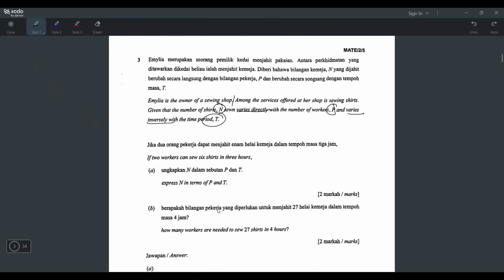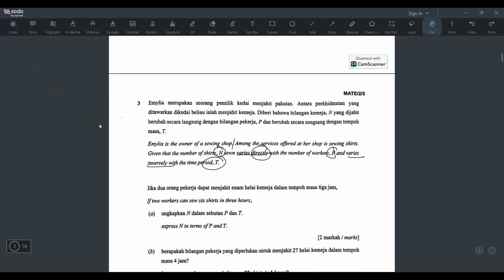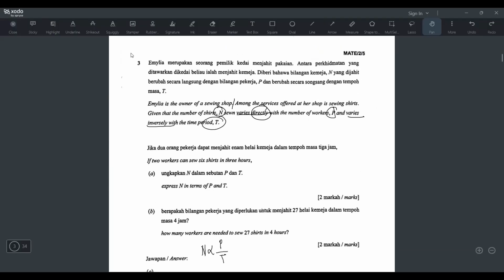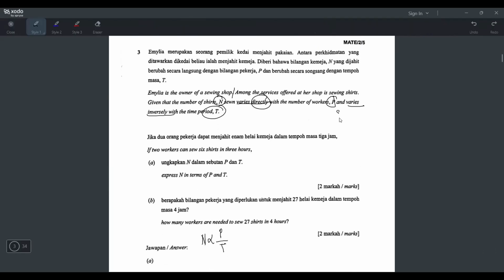So if they say N, I will write N. They said varies directly with P, it means I will write varies and then P on top because directly, okay? And then if they say varies inversely, it means the T I have to write at the bottom like this, right? So this is step 1, okay? So step 1 is getting the variation, right?